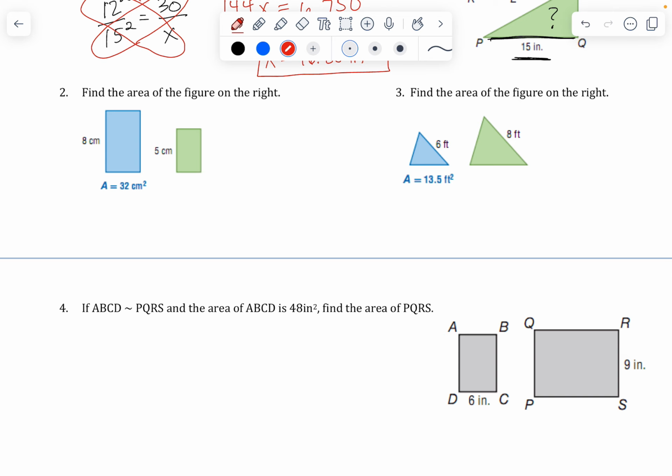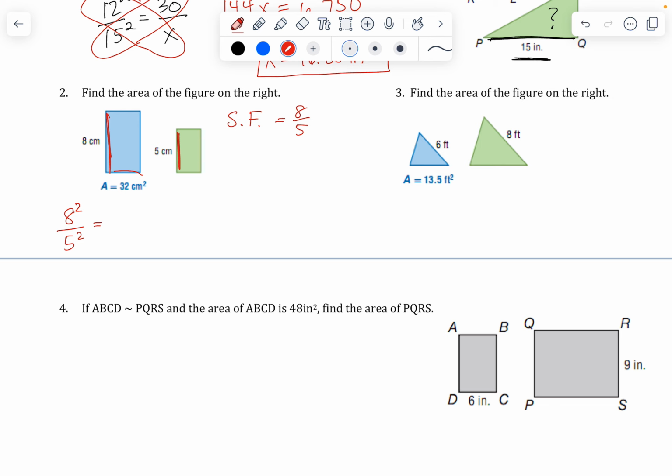Let's try number 2. So let's go through our 4 steps. Step number 1 is find the scale factor. So the scale factor, I'll just abbreviate SF, is 8 to 5. The 8 matches up or corresponds with the 5. Second step is square the scale factor. So you go 8 squared over 5 squared equals, now we set up the equation, step 3.